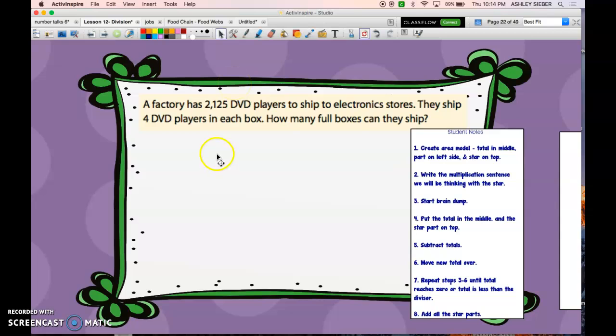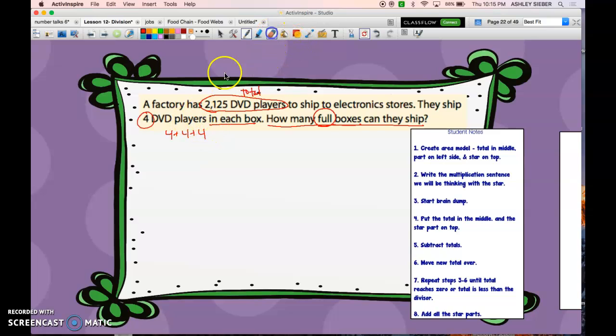So a factory has 2,125 DVD players to ship to electronic stores. They ship 4 DVD players in each box. How many full boxes can they ship? My question is asking me how many full boxes can they ship? 2,125 DVD players, that's my total number of DVD players. And they're going to put 4 in each box. So 4 plus 4 plus 4, and so on and so forth until I get to 2,125.